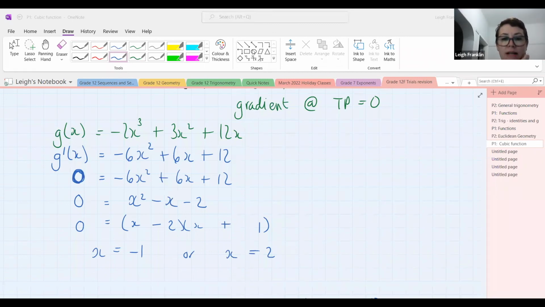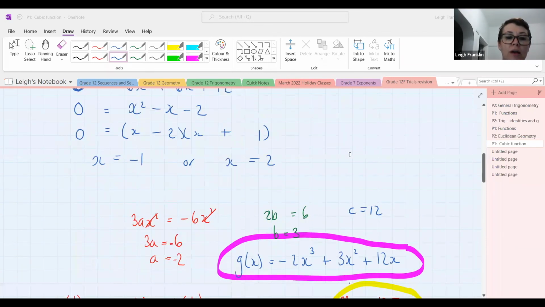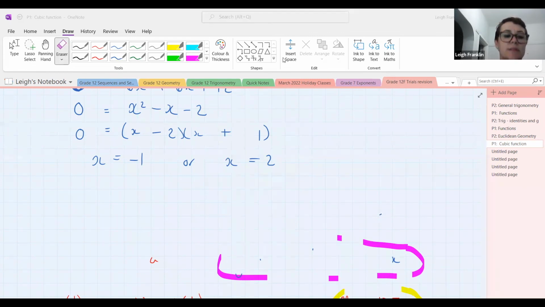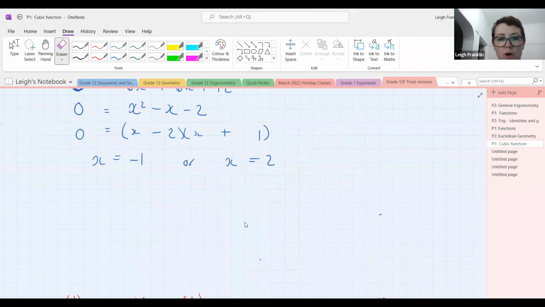Okay, very nice. And now when you want to find the corresponding y coordinates at those turning points, what do you do? How do we find the corresponding y? Absolutely. You guys do that. Sub back in and tell me what the coordinates at the turning points are.